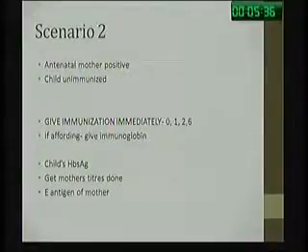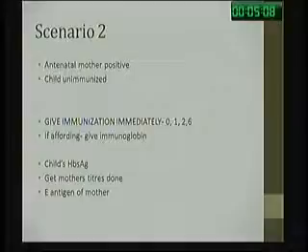Scenario 2 is: antenatally the mother was positive and the child was unimmunized. The child did not receive immunizations. We have taken into account that the mother is from UP, so the vaccination status might not be good. So at presentation, the most important thing is immunization. Since we are assuming on the history that the child has not been immunized, immunize the child immediately.